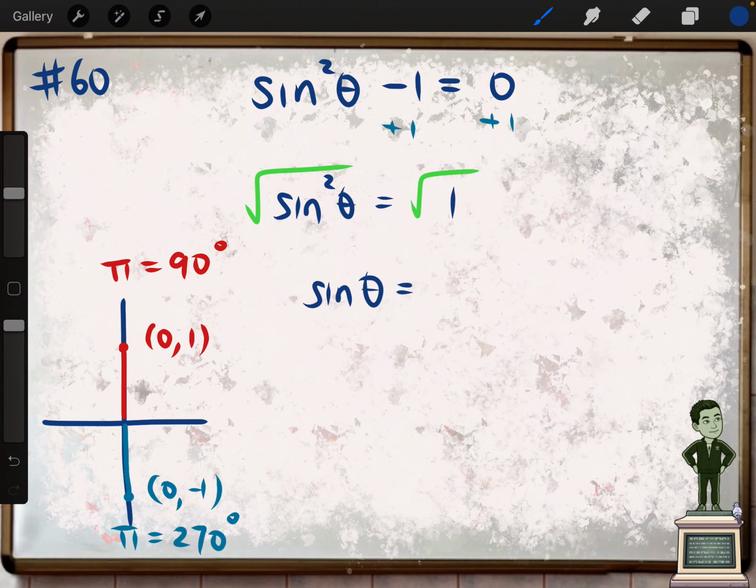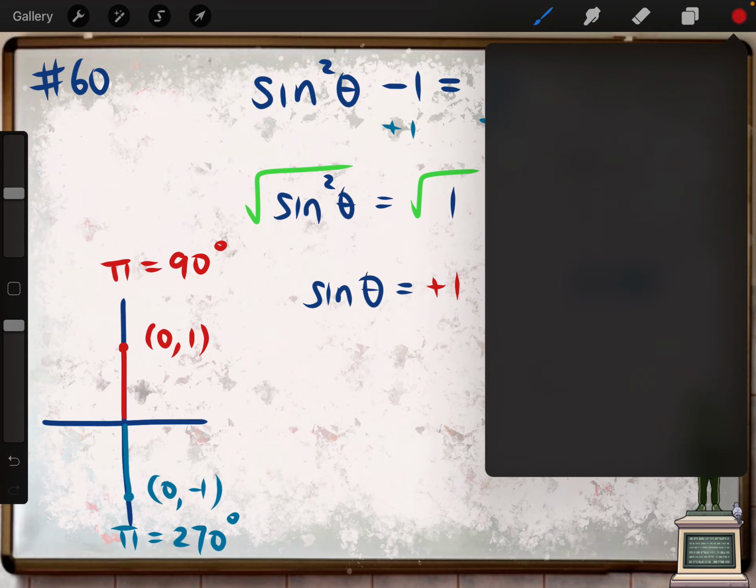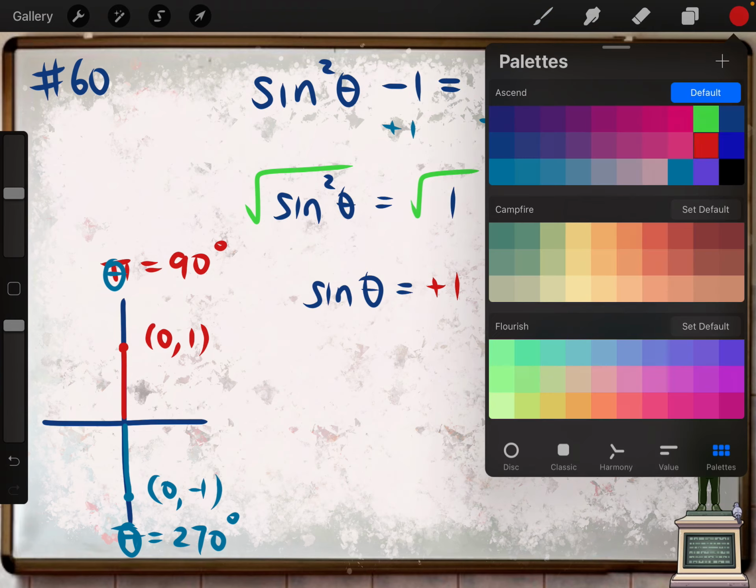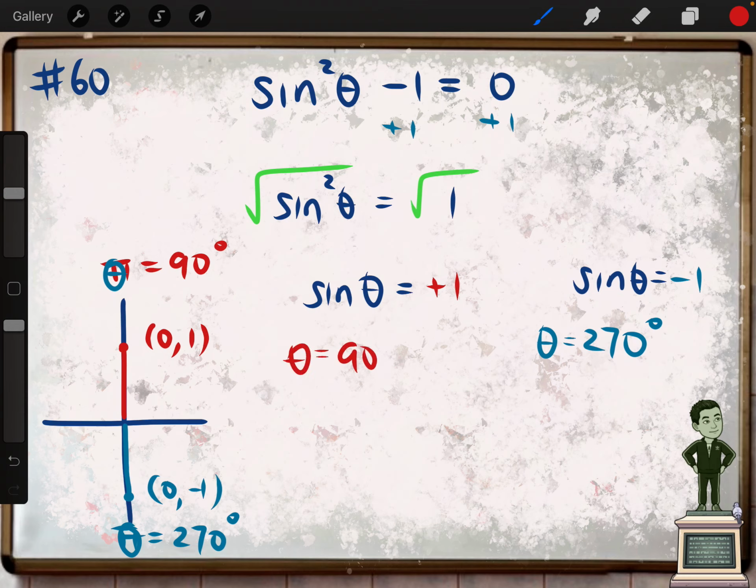In this case, I'm actually going to get 2 different values. I'm going to get a positive 1, and another one is going to be a negative 1. For the one with the negative 1, it's going to be 270. Okay, I wrote the symbol wrong. It's theta. That was horrible. So this theta is going to give you 270, and another one is going to be theta equals 90.